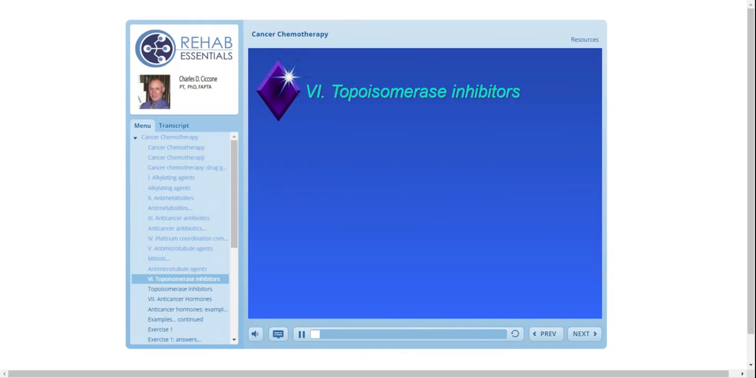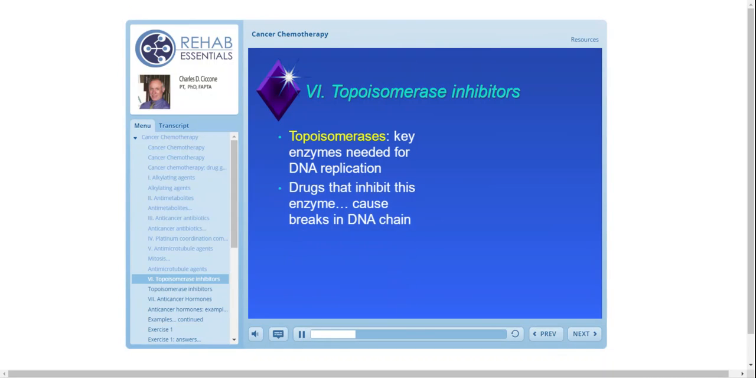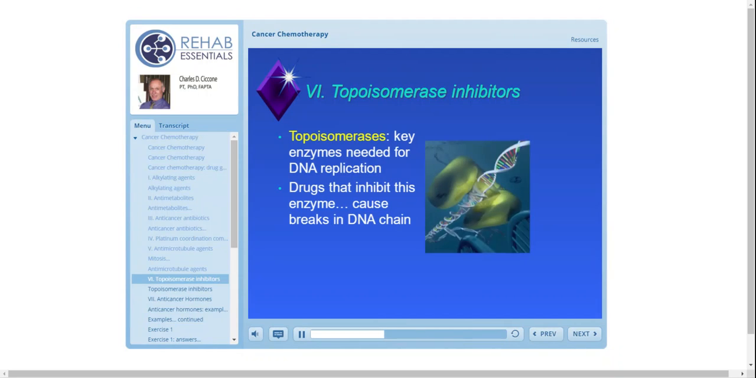Our next group are the topoisomerase inhibitors. This topoisomerase is a key enzyme that you need to replicate the DNA molecule during cell division. So clearly, if you inhibit this enzyme, the DNA will not be able to replicate and will probably break as it tries to divide. The DNA molecule, you can see it here, this large green structure is the topoisomerase. Its actual job is to relieve some of the tension in the DNA molecule as it's trying to divide.